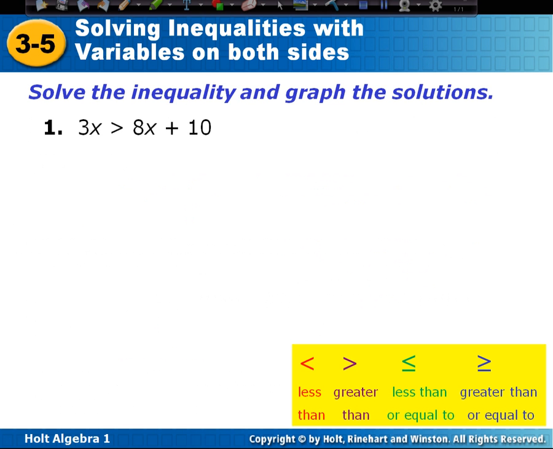All right, go ahead and write down number 1. And at the top of your notes, make sure you write down 3-5. Solving inequalities with variables on both sides. That way you have this titled.